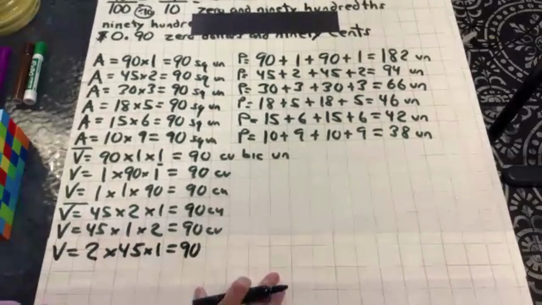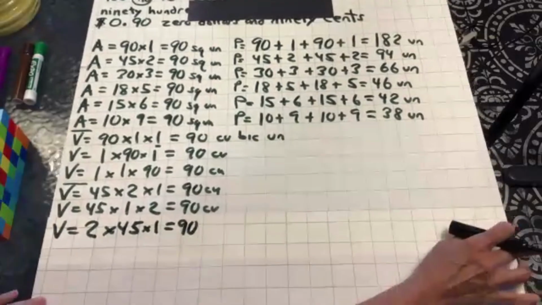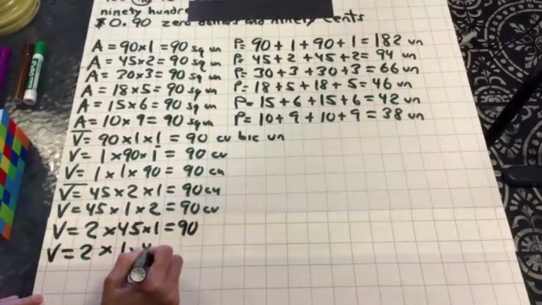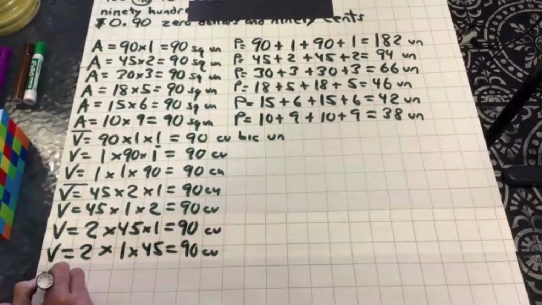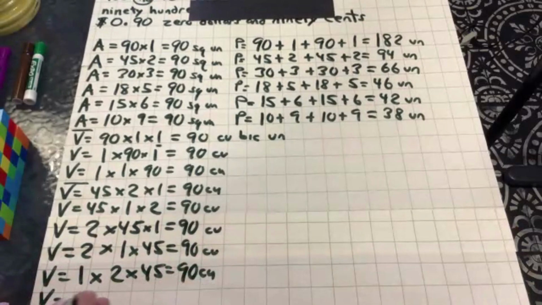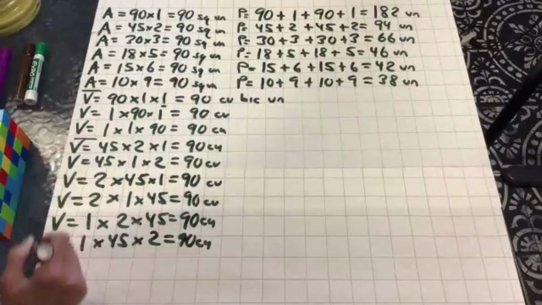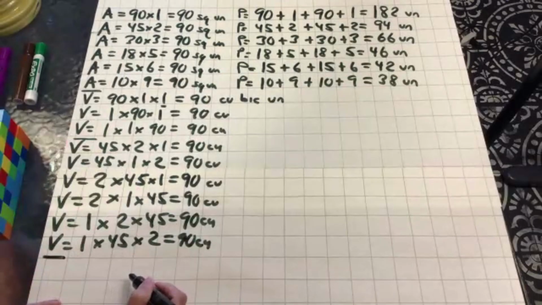Hopefully you can see what I'm writing here. Sorry if I went off the board here. All right. We can do a 2 wide by 1 deep by 45 tall. And we can do a 1 wide by 2 deep by 45 tall. And we can do a 1 wide by 45 deep by 2 tall. And that's 6 of them. We're done with that arranging because we can arrange it 6 different ways with 3 different numbers.